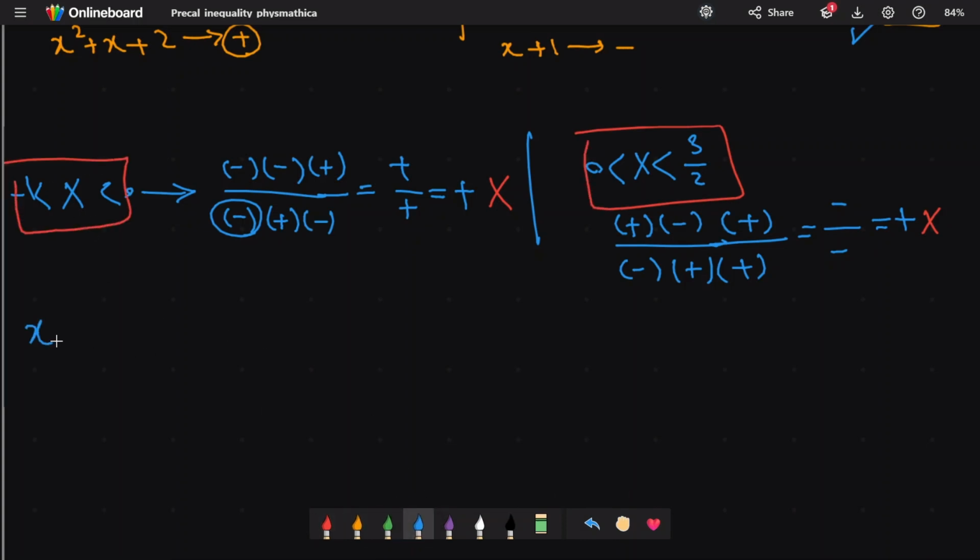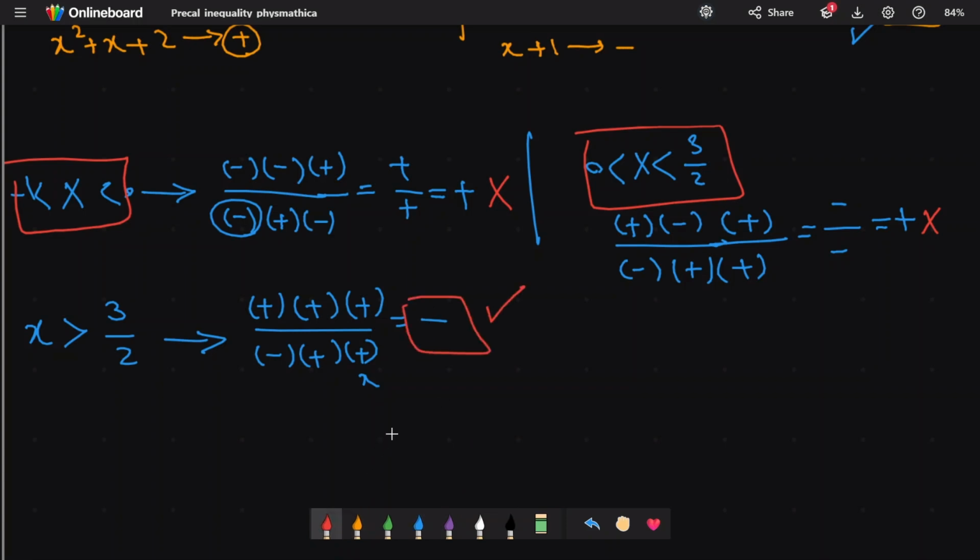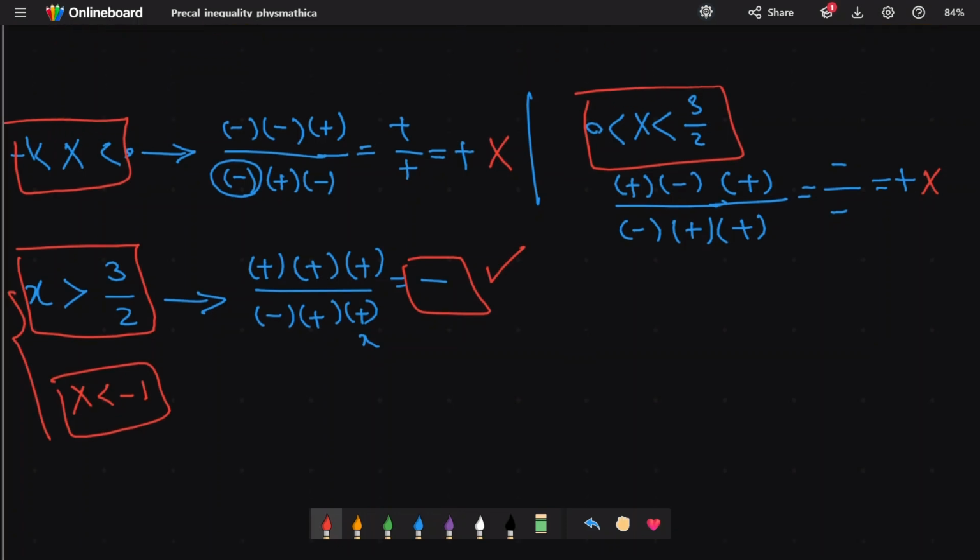Now let's take a look at the last one, which is when our x is bigger than 3/2. For this one, if we just calculate it, we can simply say that the first factor is positive, the second factor is positive, the third factor is always positive, the first factor is always negative, and these two are also simply going to be positive because this is just x. So from here we can just say that this is going to be negative, and this is part of the solution that we want. So we have x bigger than 3/2 and x less than -1. These two are in the set of solutions that we are looking for.